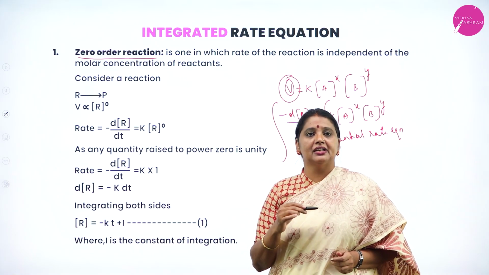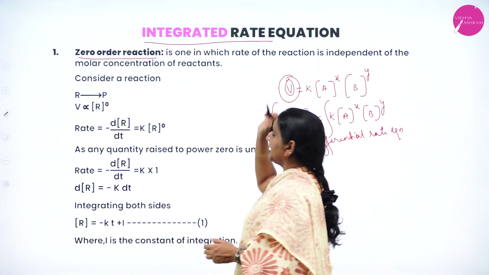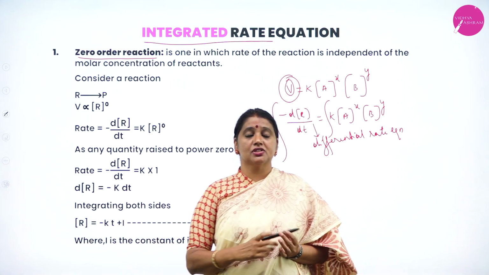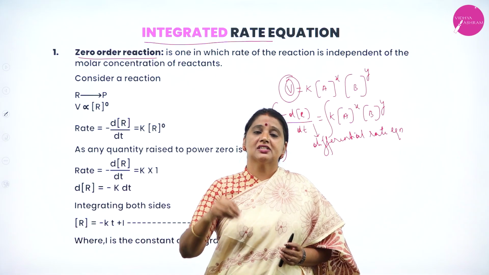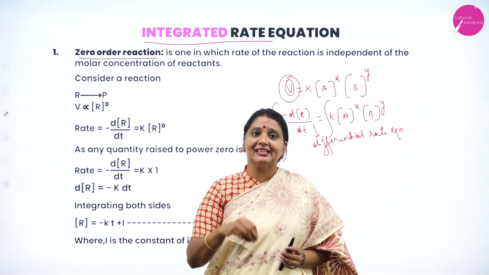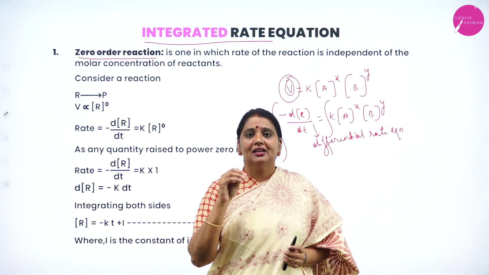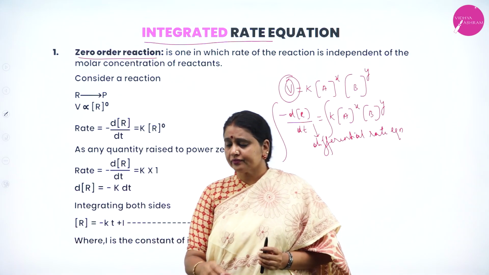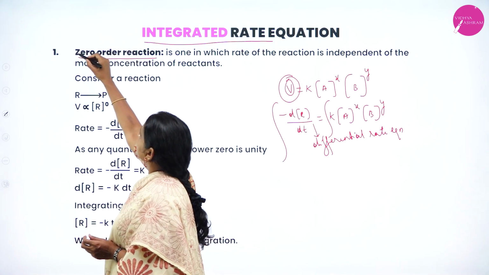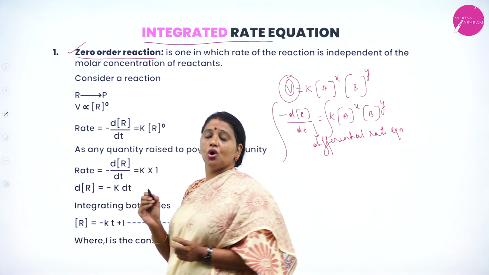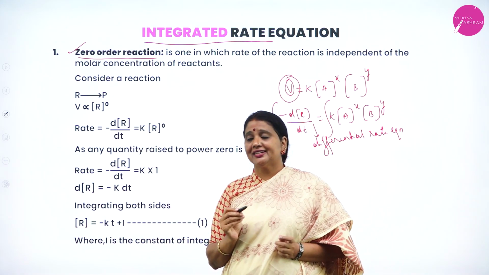If I integrate the differential rate equation, I will get integrated rate equation. How can I get integrated rate equation? Integrated rate equations are obtained by integrating differential rate equation. Okay. Now, let us consider. So, first one, case 1, zero order reaction. Already you know what are zero order reactions?